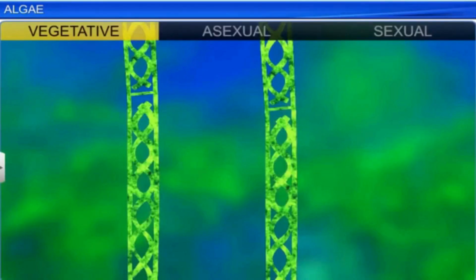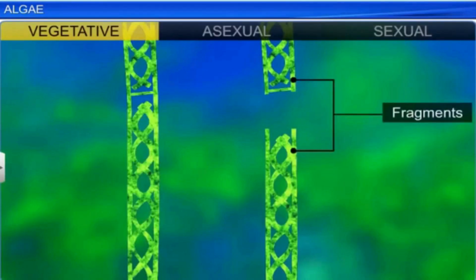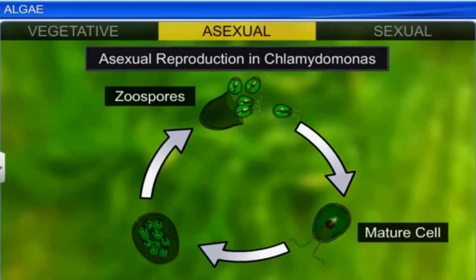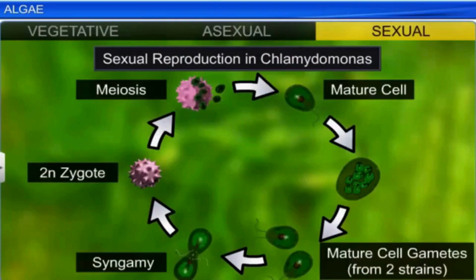Vegetative reproduction occurs by the process of fragmentation, wherein each fragment develops into a thallus, while asexual reproduction takes place through spores like zoospores. These spores are flagellated and germinate into new plants. During sexual reproduction, two gametes fuse to form a new organism.